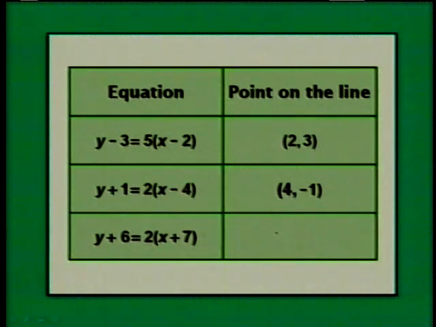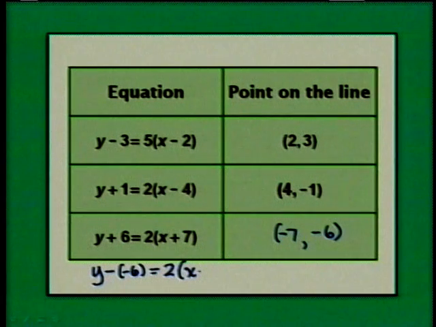Well, if we think about what will make both sides of this equation 0, if y were -6, the left-hand side of this equation would be 0. If x were -7, the right-hand side of this equation would be 0. So (-7, -6) is a point on this line. Notice that if we rewrite this as y minus -6 equals 2 times the quantity x minus negative 7, again we can see x sub 1, y sub 1 is (-7, -6).